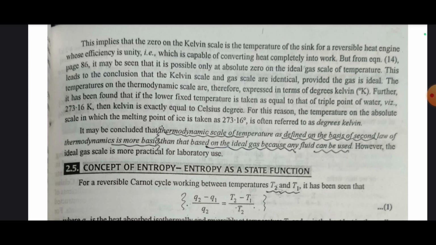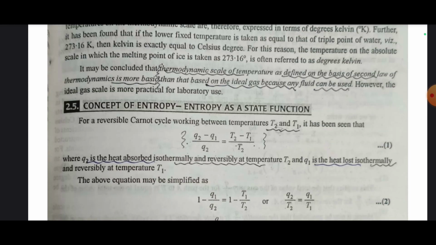It may be concluded that the thermodynamic scale of temperature as defined on the basis of the second law of thermodynamics is more basic than that based on an ideal gas because any fluid can be used. However, the ideal gas scale is more practical for laboratory use.